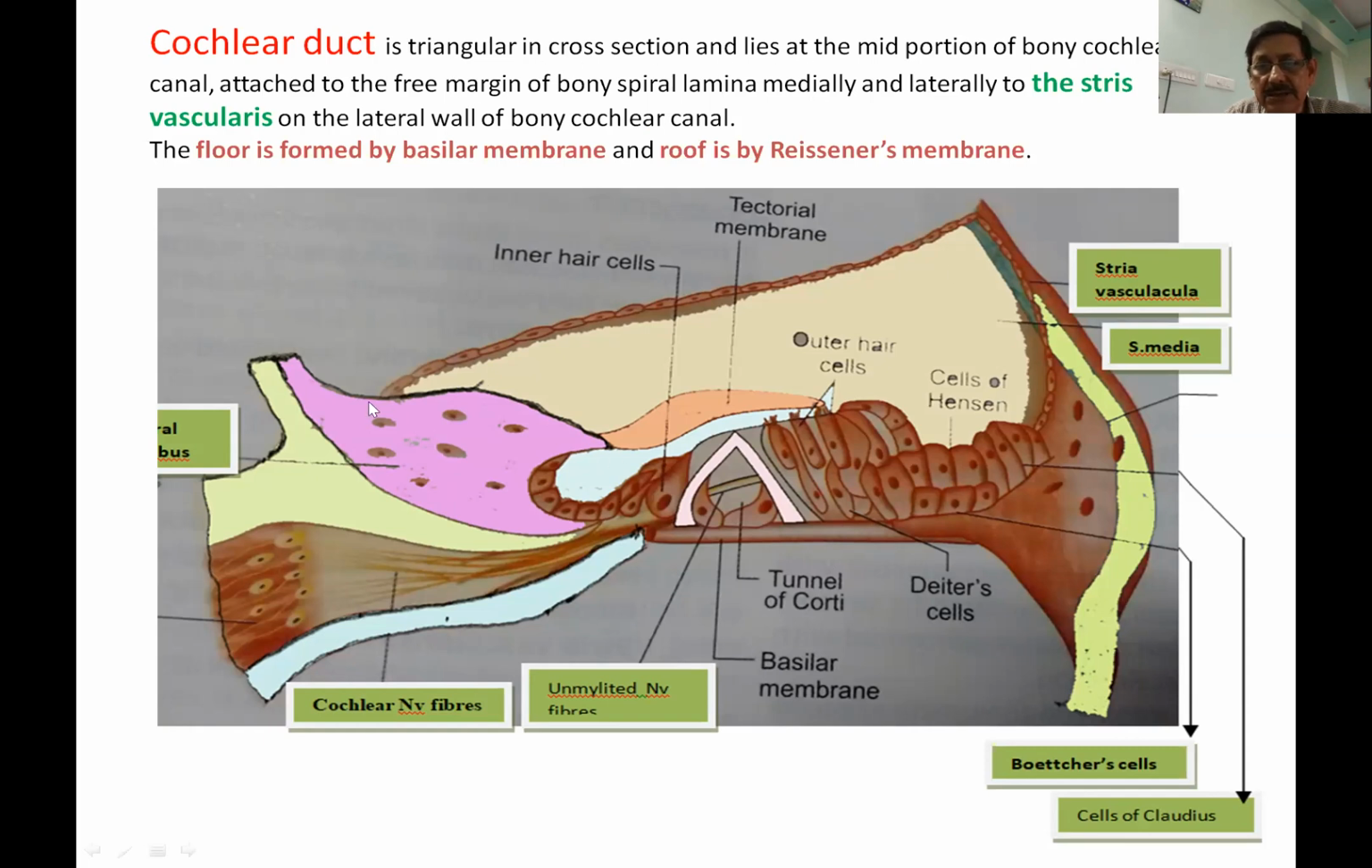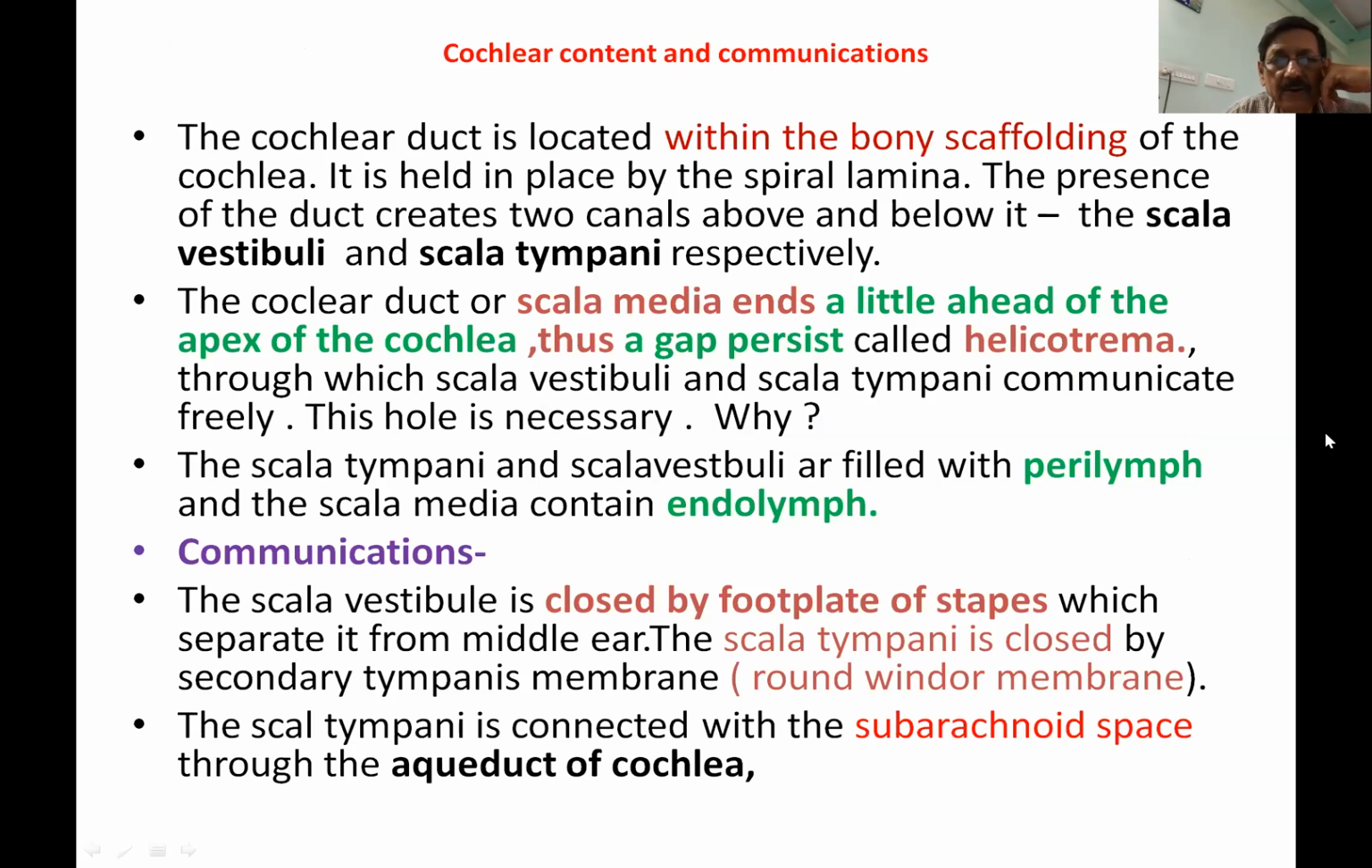It is triangular in cross section at the middle portion of the bony cochlea, attached to the free end of the spiral lamina and laterally to the stria vascularis. The floor is formed by the basilar membrane, and the roof is formed by the vestibular membrane. The cochlear duct is located within the scaffolding of the bony cochlea. It is held in position by the spiral lamina.